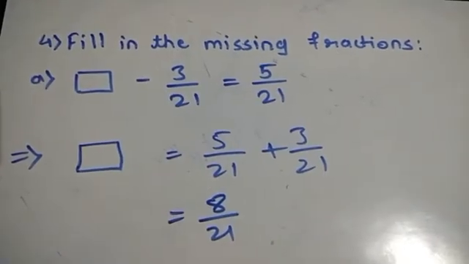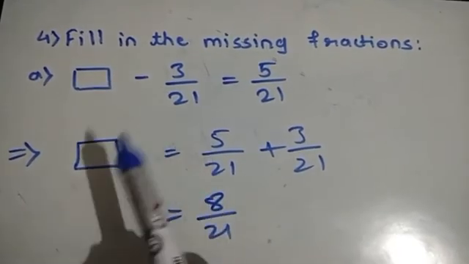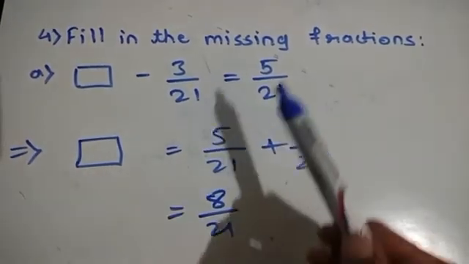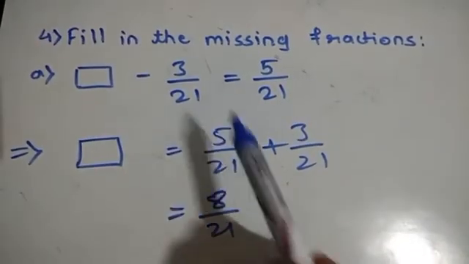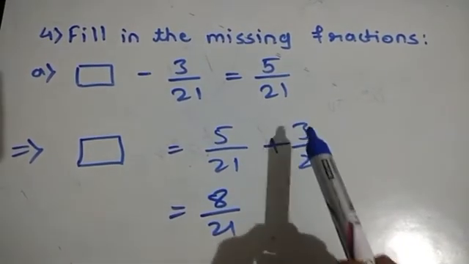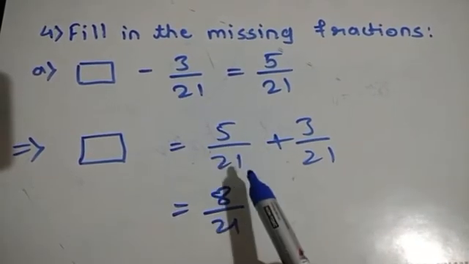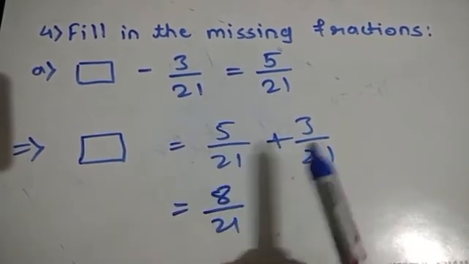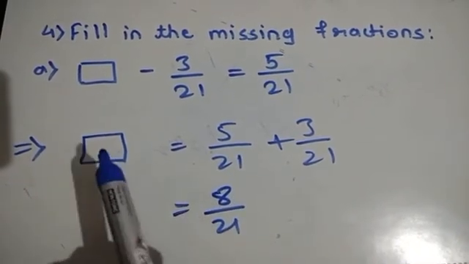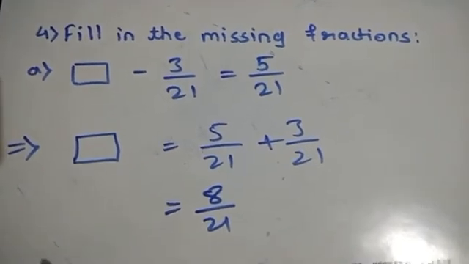Or else, students, we know the transposing method, transferring one number from one side to the other side of the equal to sign, right? So that method also we can use here. This 5 upon 21 I will write as it is, and this minus 3 upon 21, when I transfer it to that side, it will become plus 3 upon 21. This we have studied in 5th standard. Okay, now here see 5 upon 21 plus 3 upon 21. So 5 plus 3 is 8, 21 copy as it is. So what will be the answer? 8 upon 21. So here that number will come, 8 upon 21. In this way also we can solve this type of problems.